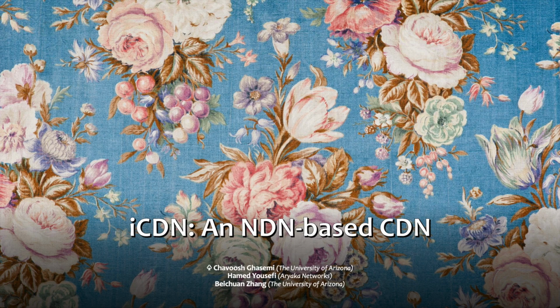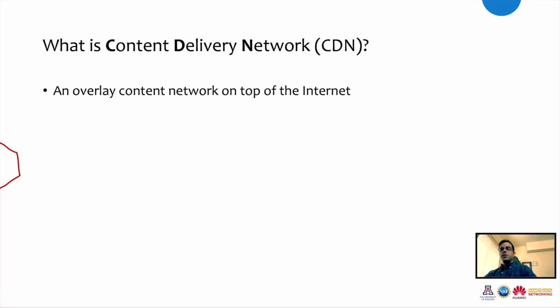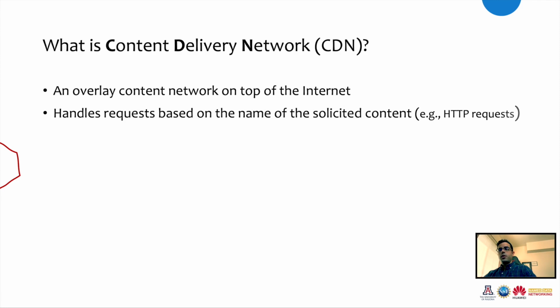In this presentation, I'm going to talk about iCDN, which is a solution for building a CDN using NDN technology. Simply put, a CDN is an overlay network on top of the internet. It caches and forwards requests based on their name rather than destination's IP address. Upon receiving a request, it will try to find the content somewhere in the network, and if it could not, it will directly fetch it from the original producer.